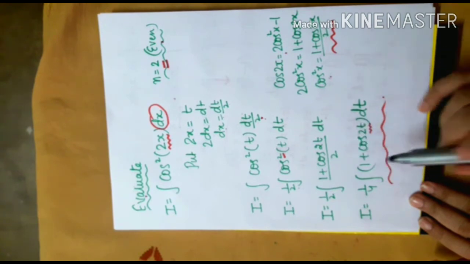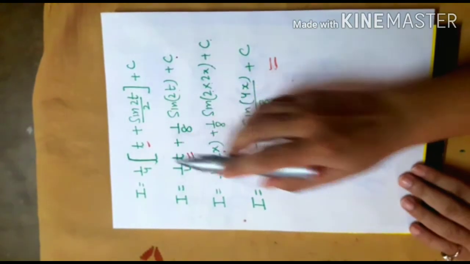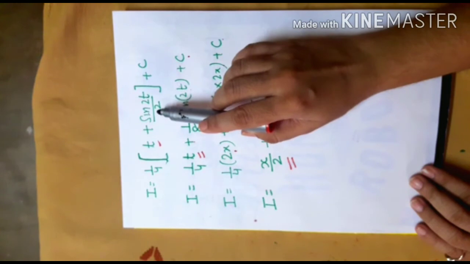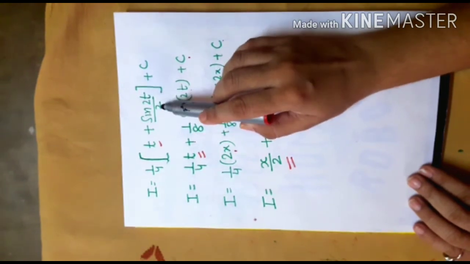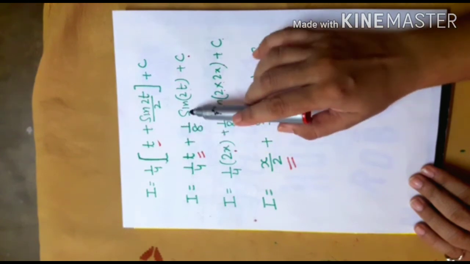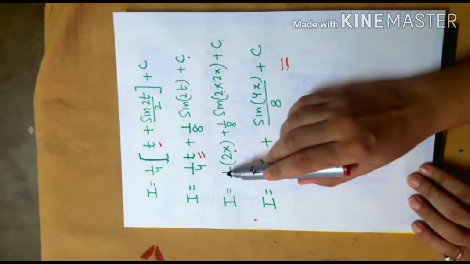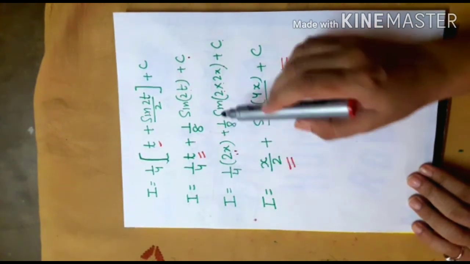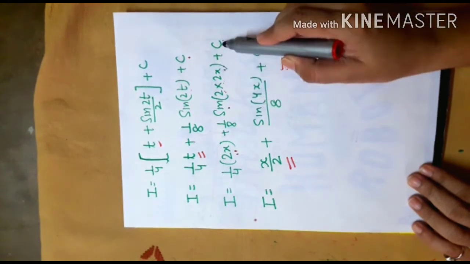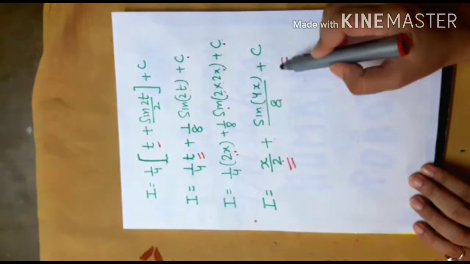Now we have to integrate this. Integral of 1 dt will be t, and integral of cos 2t will be sin 2t over derivative of 2t, which is 2. So I'll get 1 by 4 into t plus 1 by 8 into sin 2t plus c. Replace t with its original value. I'll get 1 by 4 into 2x plus 1 by 8 into sin 2 into 2x plus c. So I'll get x by 2 plus sin 4x by 8 plus c.